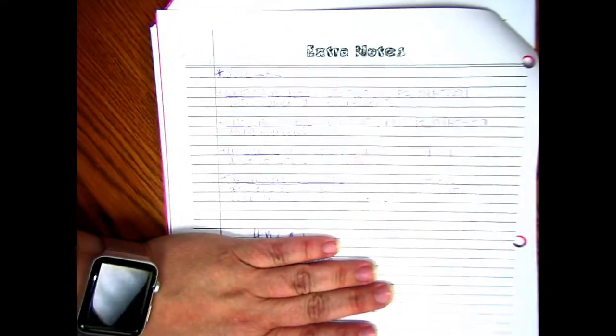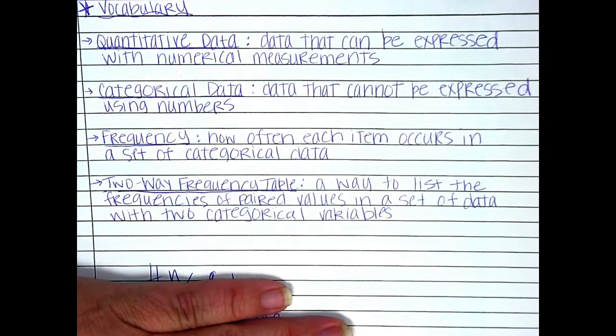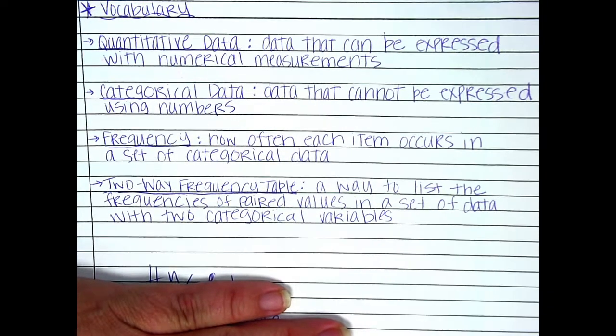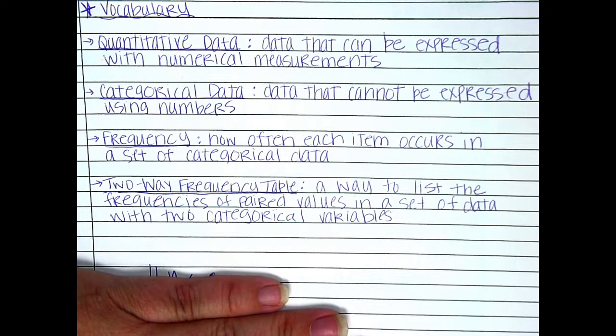Let's zoom in there. Okay, quantitative data is data that can be expressed with numerical measurements. Categorical data is data that cannot be expressed using numbers. Frequency is how often each item occurs in a set of categorical data.